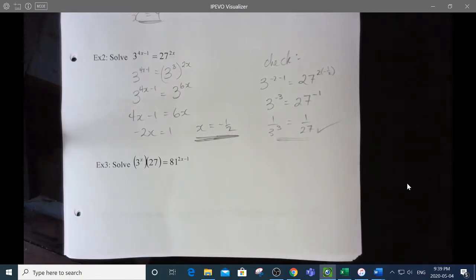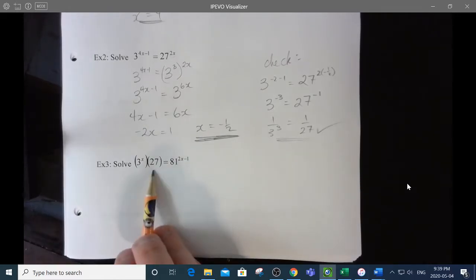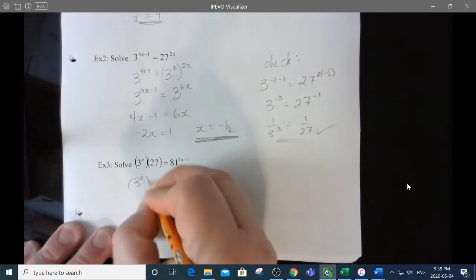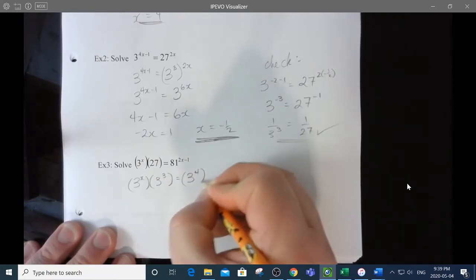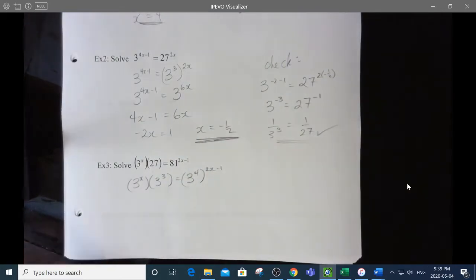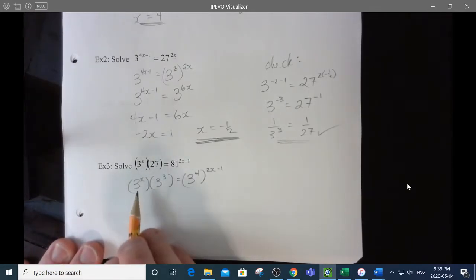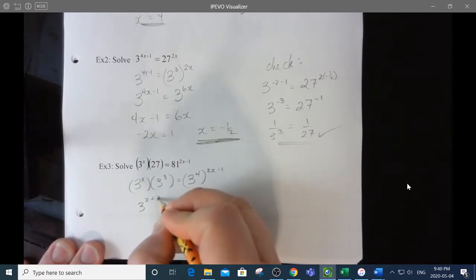3 to the power of x times 27 equals 81 to the power of 2x minus 1. I'm going to do all kinds of fun things to this one. I'm already thinking 3's. Why am I thinking 3's? Because that's 3 cubed, and that's 3 to the power of 4. So this is 3 to the power of x times 3 to the power of 3 equals 3 to the power of 4 to the power of 2x minus 1. Isn't that cool? What can I do with these guys? Oh yeah, when you multiply two things that have the same base, you add their exponents.